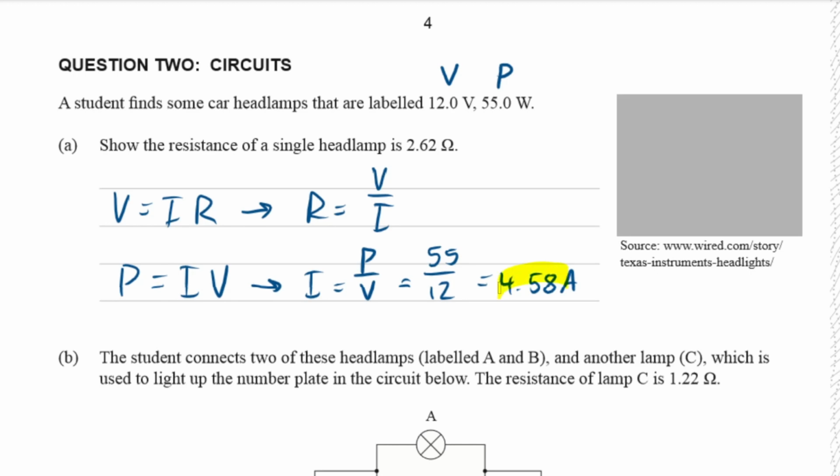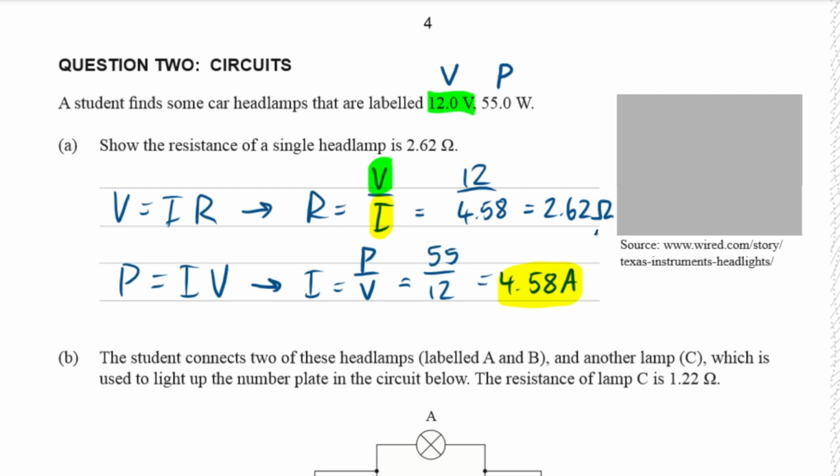And then taking that into Ohm's law, where we also have the voltage, resistance would be 12 volts divided by 4.58 amps, giving us our resistance of 2.62 ohms. So kind of went a roundabout way of doing this, right? We started with Ohm's law, realized we're missing current. Then we used P equals IV to find current first, to then substitute it back into Ohm's law.